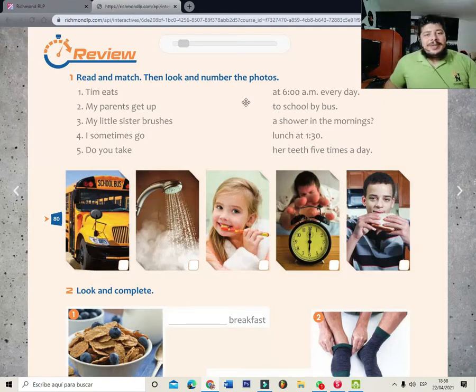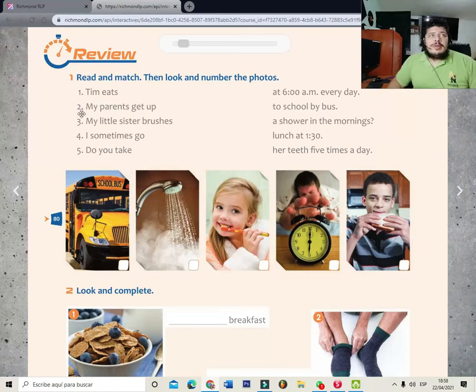Okay, guys, now it's time to work on the review of Unit number 5. We're going to start with the first exercise, which is read and match. It means that we have to read the numbers that we have here.